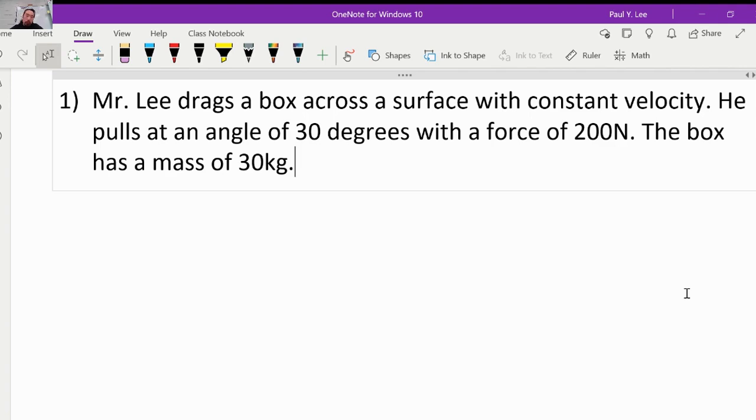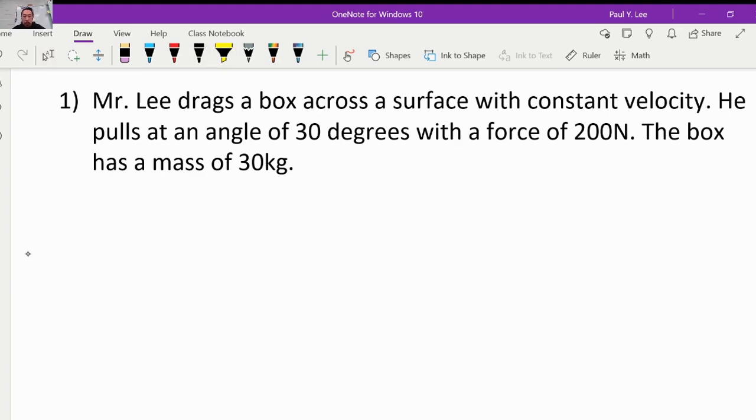So let's begin. The first scenario here, you see on your screen, take the time to pause the video and copy this down. Mr. Lee drags a box across a surface with constant velocity. He pulls at an angle of 30 degrees with a force of 200 newtons. The box has a mass of 30 kilograms. All right, so that's the scenario. Pretty standard scenario. You'll come across problems like this, so it really does help if you copy these down because you will definitely see them in the future, trust me.